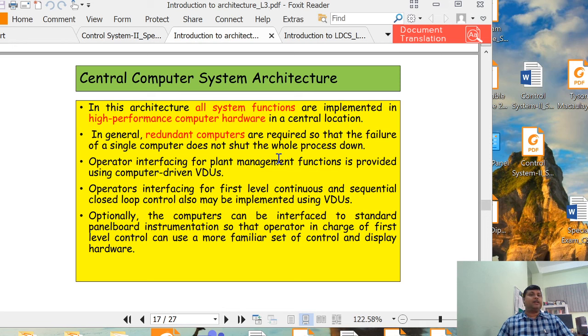What is that? In this architecture, all system functions are implemented in high performance computer hardware in a central location. In general, redundant computers are required so that the failure of a single computer does not shut the whole process down. Operator interfacing for the plant management function is provided using VDUs that we have already understood in the last structure. An operator interface for first level continuous and sequential closed loop control also may be implemented using VDUs. Optionally, the computers can be interfaced to standard panel board instrumentation so that the operator in charge of first level control can use a more familiar set of control and display hardware.